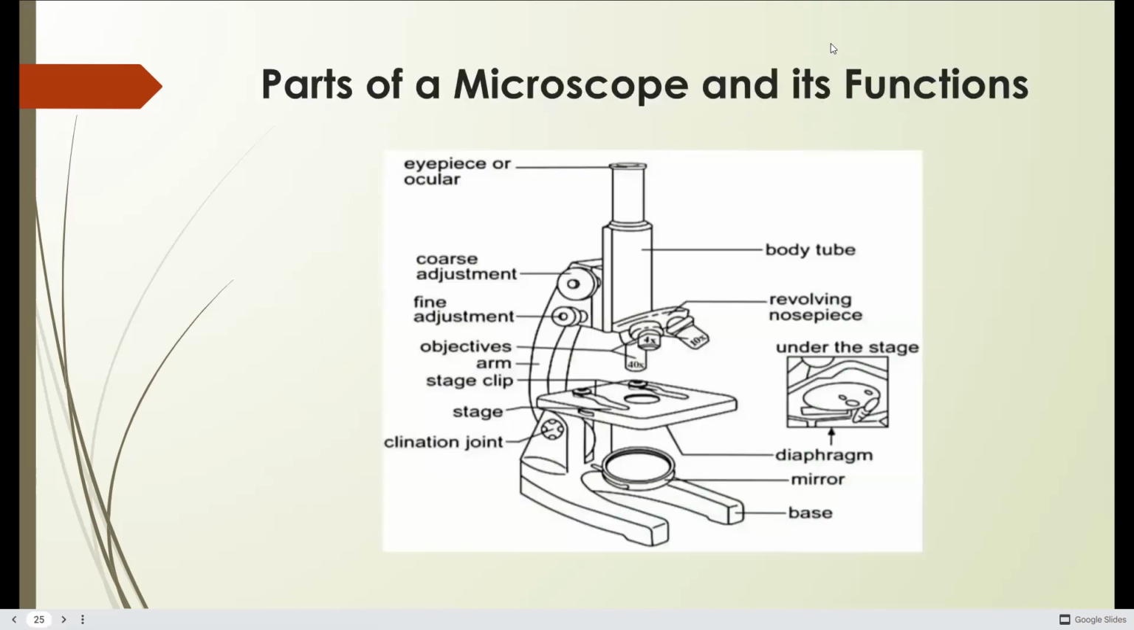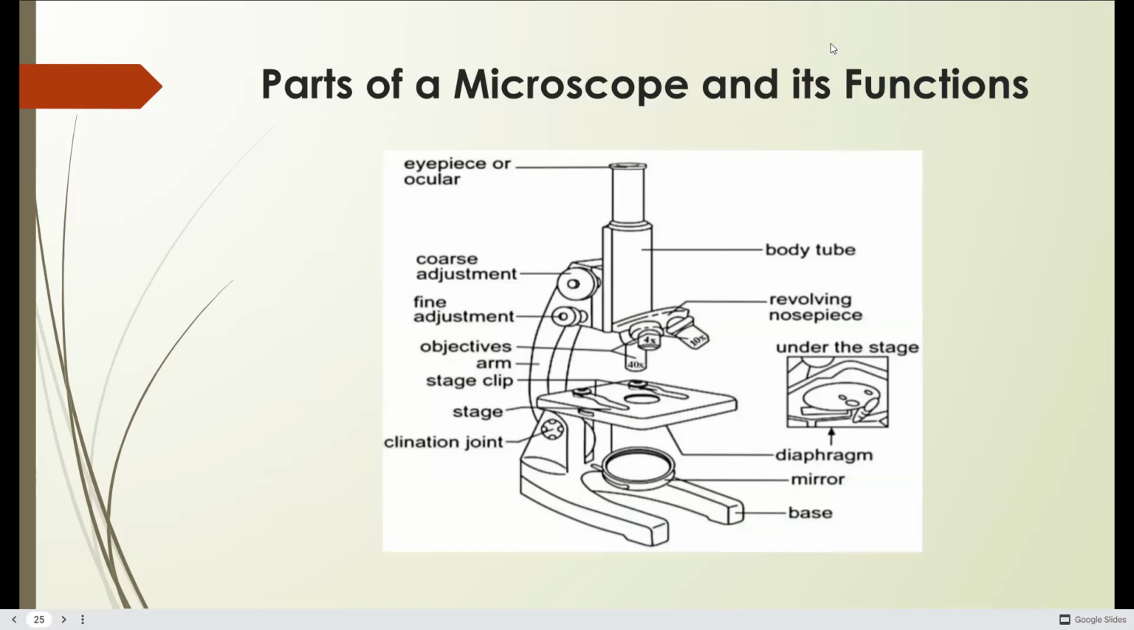Let's move now to the parts of the microscope. Let's take a look at the parts of the microscope. This is your compound microscope, a light compound microscope with a mirror. We need to use this one at the base.